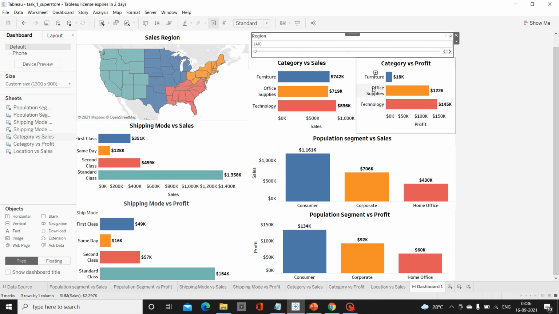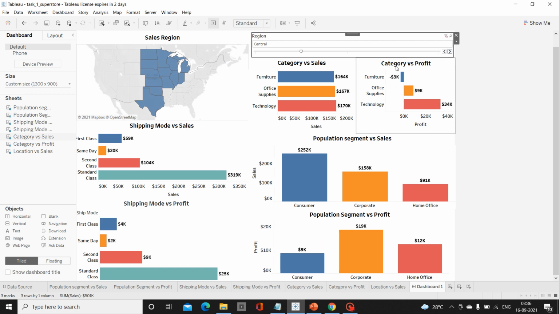If we want to see the contribution of furniture in all the regions separately, then we come across very important facts. Here, in case of furniture, in the central region, we can see that the furniture is contributing around $164,000, office supplies $167,000, and technology $170,000. But the profit we are earning, in case of furniture, we are facing a loss of $3,000, and in case of office supplies and technology, we are having a positive profit.